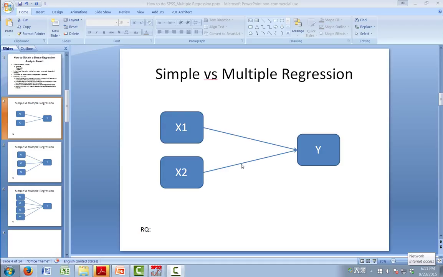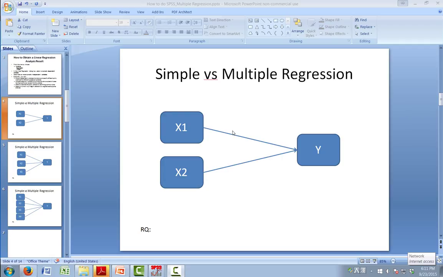You know what? There are several research questions associated with this multiple regression idea. First of all, the first research question is: what is my regression equation, my regression model? Whether my regression model is statistically significant or not, or explaining well how the dependent variable is varying or not. Overall model assessment, right? That's number one.